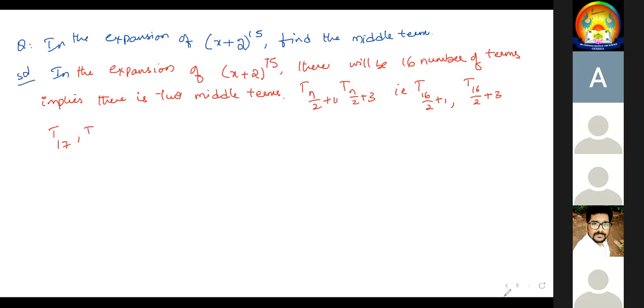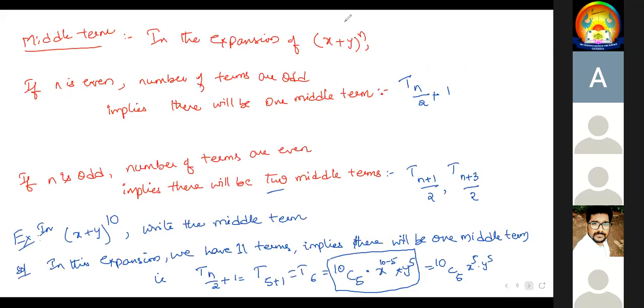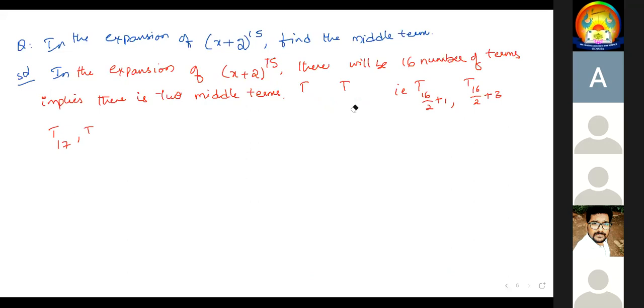What are you? N plus 1 by 17. I wrote the formula wrong. That's why. The formula is not this. The formula is n plus 1 by 2 comma n plus 3 by 2. That's why I'm not getting the exact answer.